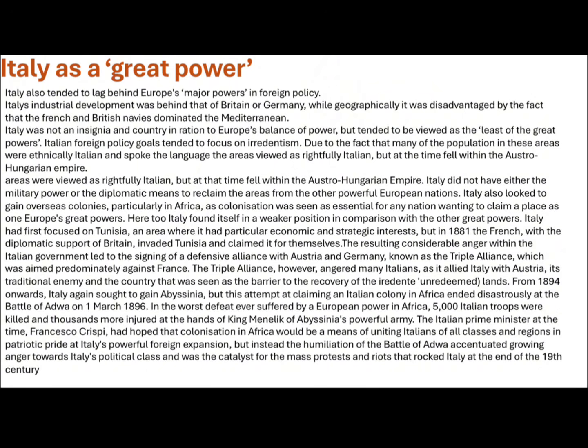5,000 Italian troops were killed and thousands injured at the hands of King Menelik of Abyssinia's powerful army. The Italian Prime Minister at the time, Crispi, had hoped that colonization in Africa would unite Italians of all classes and regions in patriotic pride at Italy's powerful foreign expansion, but instead the humiliation of the Battle of Adwa contributed to growing anger towards Italy's political class and was the catalyst for the mass protests and riots that rocked Italy at the end of the 19th century.